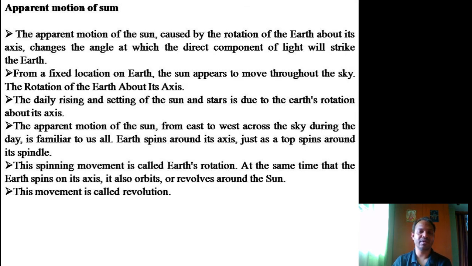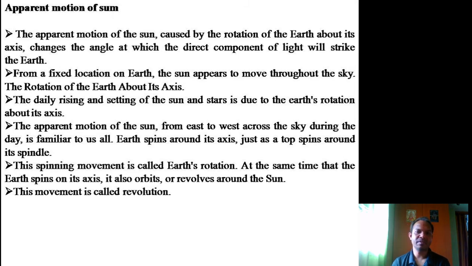That is what I was just talking about. We feel that the sun is moving and the earth is not moving. Actually what is happening is the earth is rotating about its own axis. Because the earth is moving, we feel that the sun path is being changed. The rotation of the earth about its own axis makes the sun appear to move throughout the sky. The daily rising and setting of the sun and stars is due to the Earth's rotation about its own axis. It's known.